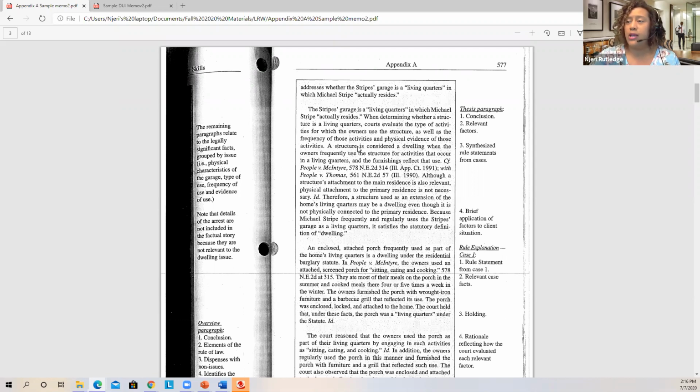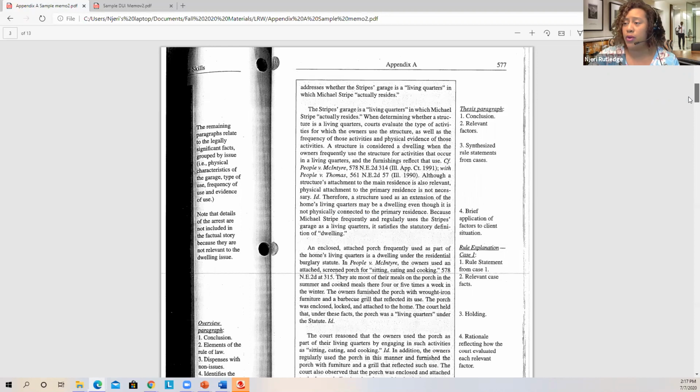And next reads, a structure is considered a dwelling when the owners frequently use the structure for activities that occur in the living quarters and the furnishings reflect that use. Although a structure's attachment to the main residence is also relevant, physical attachment to the primary residence is not necessary. Therefore, a structure used as an extension of the home's living quarters may be a dwelling, even though it is not physically connected to the primary residence. Because Michael Stripe frequently and regularly uses the Stripes Garage as living quarters, it satisfies the statutory definition of dwelling. Okay. So there we have our thesis paragraph.